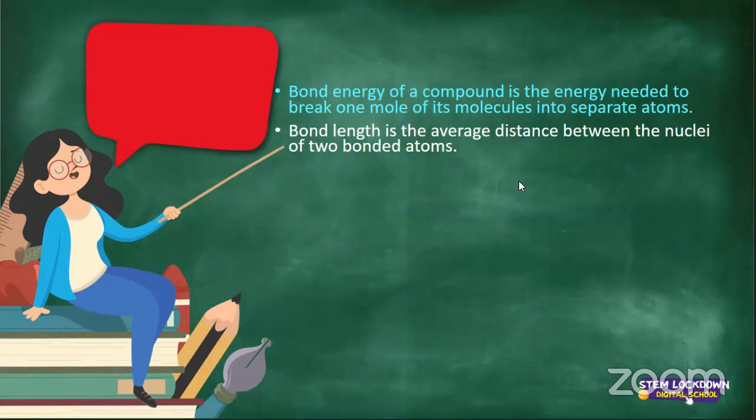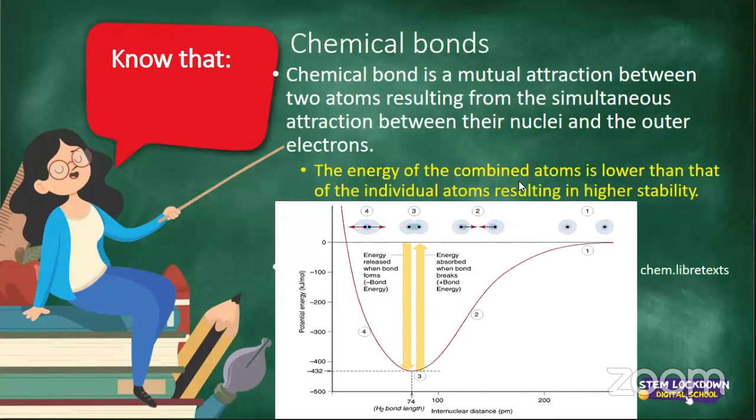So now let's go back to our diagram quickly. The distance between these nuclei would then be the bond length. And then the energy that is released when bonds are formed is then called bond energy.